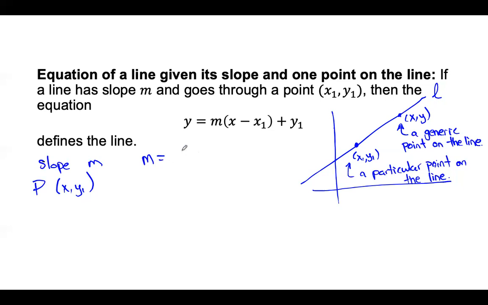So the slope here is rise over run, which by definition is just the change in y. So that's the difference, y2 minus y1, divided by x2 minus x1. Now, y2 and x2 are just generic points. We're saying they're generic, so we can plug that in. So just say y minus y1 over x minus x1. And now we can just rearrange and solve.